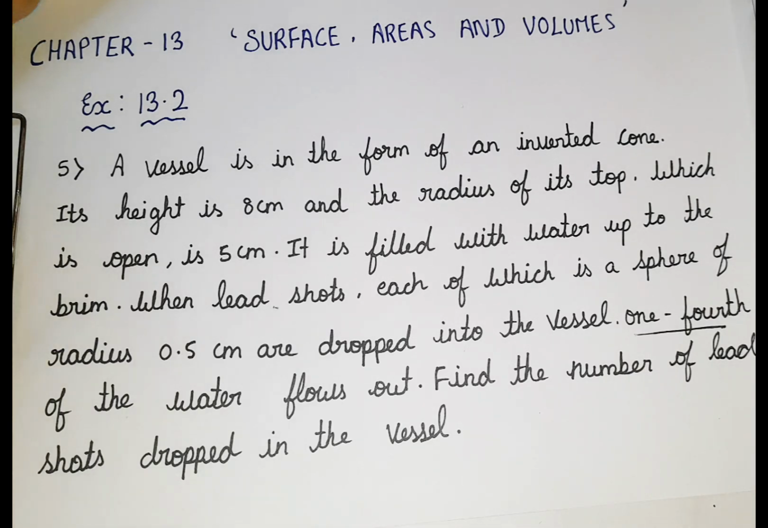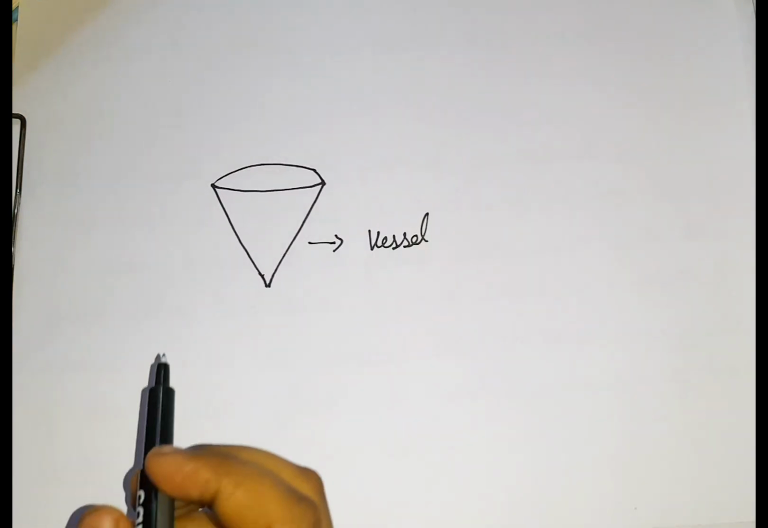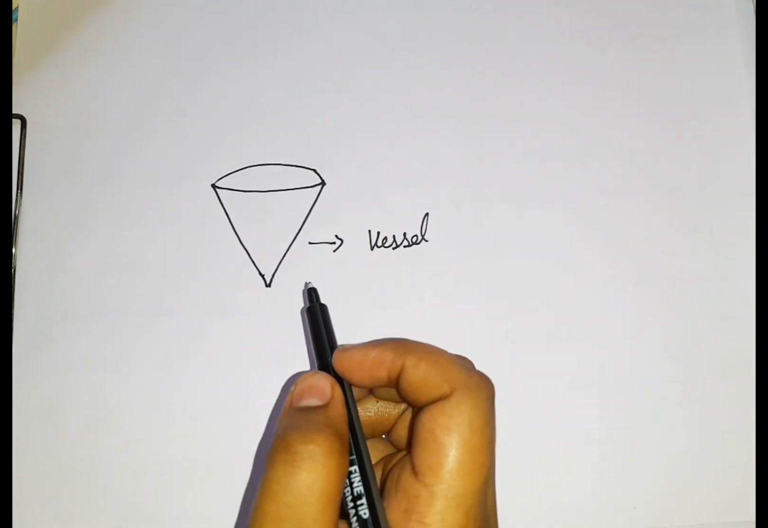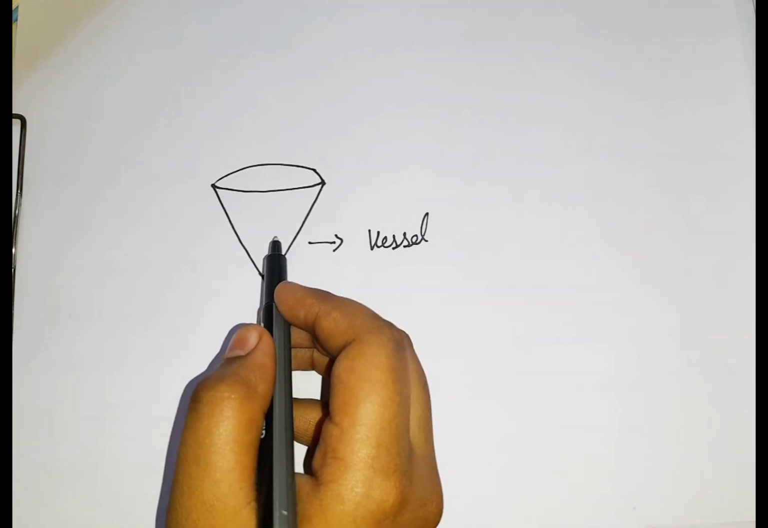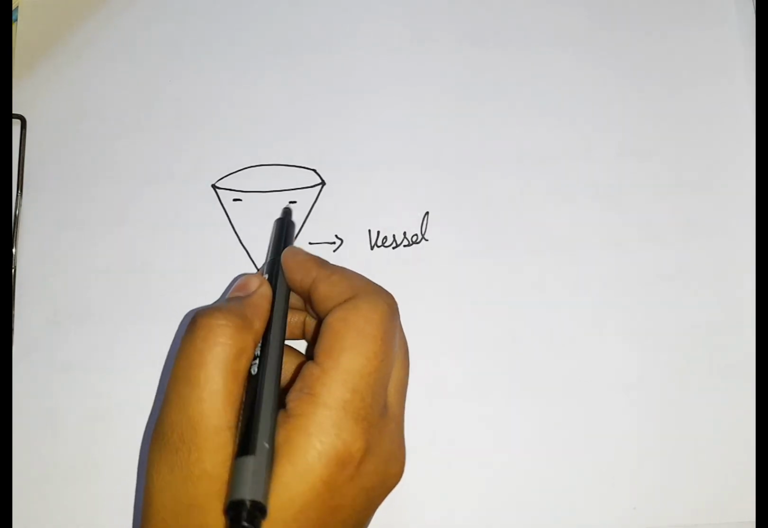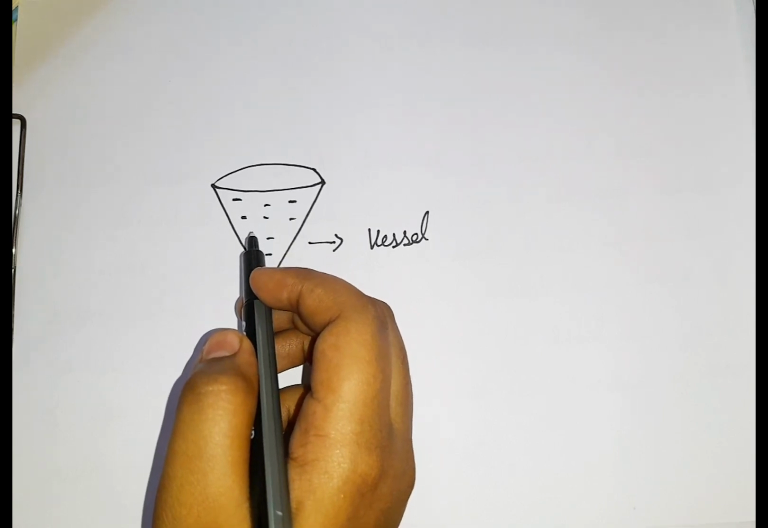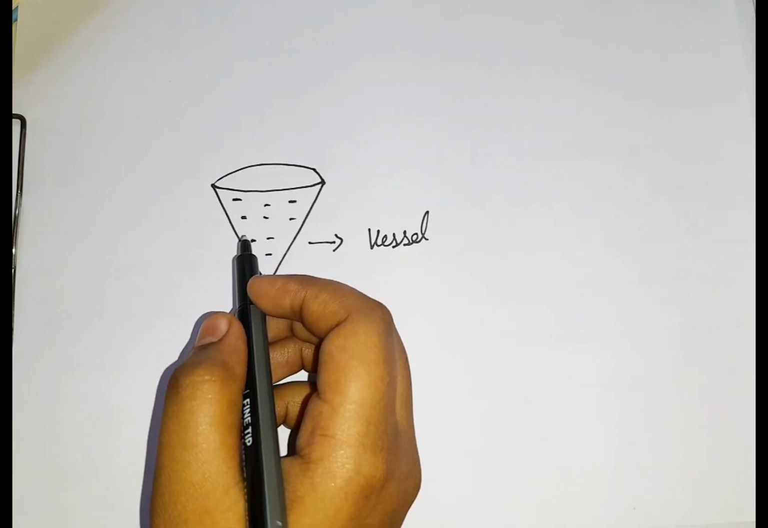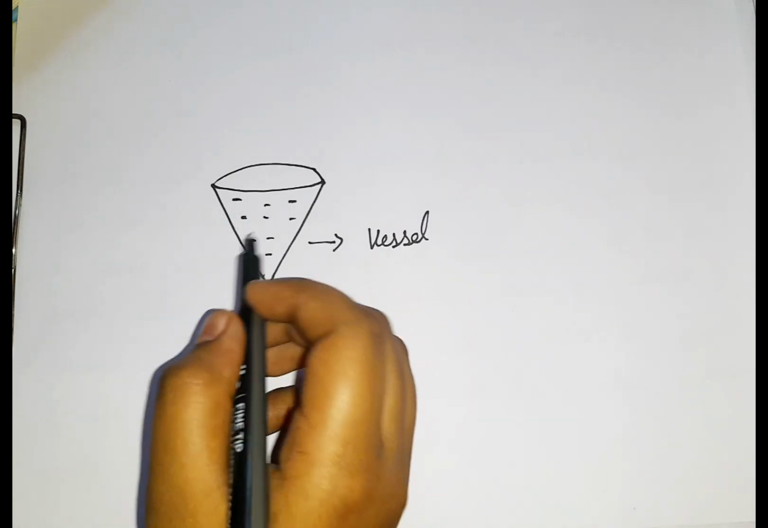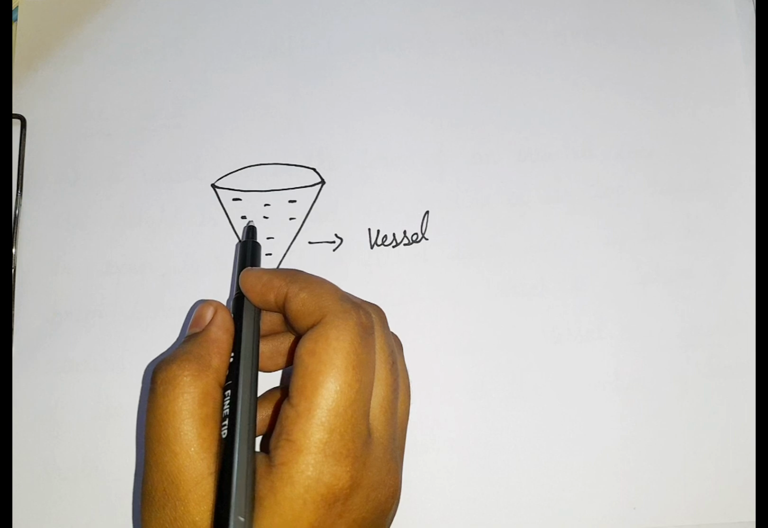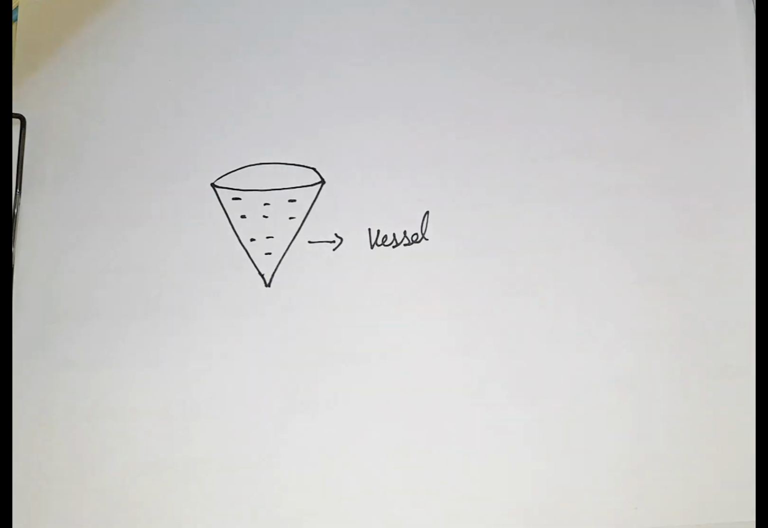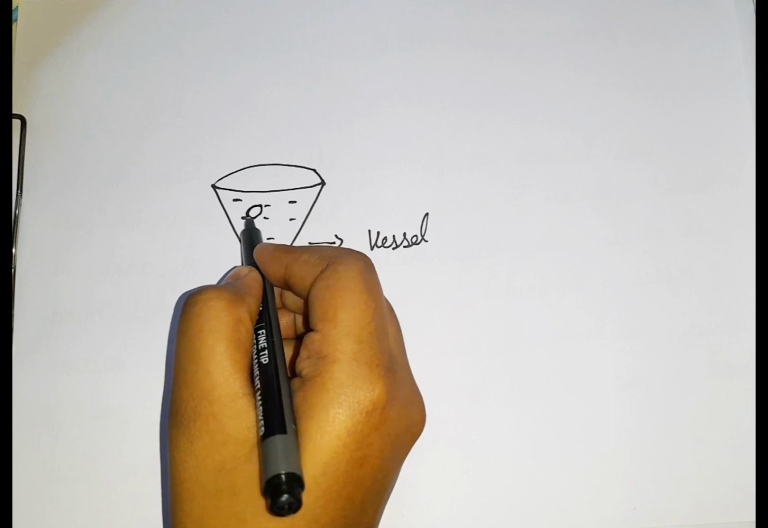Now that you know the question, let us draw the figure. Here is the rough figure. It is an inverted cone, and this is a vessel filled with water. Let us show that it is filled with water, and then lead balls are falling inside it. I mean lead shots, which are round things. I'll show the image so you get to know. Now I'm going to put some lead shots inside this vessel. It is in a round shape, right? So let us draw the round shape.